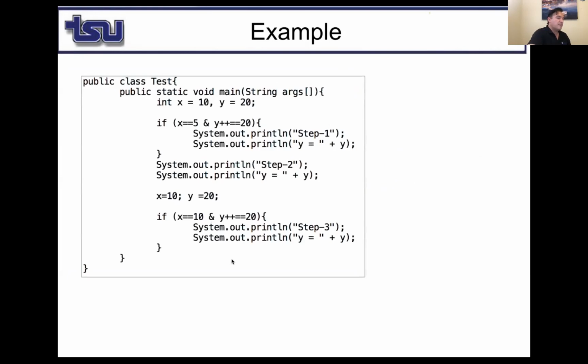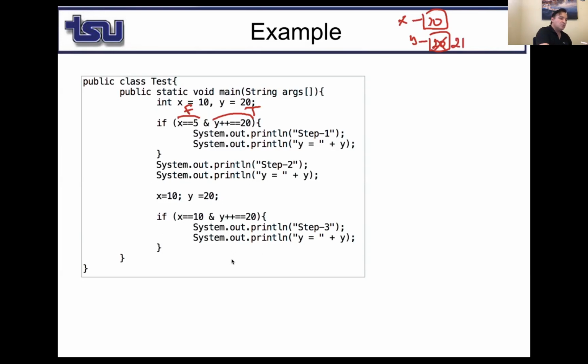How about this one? Now, the difference is that I have single ampersand. That means whether the first one is true or false, I will always execute the second one, right? So I'm going to go here. This is false because 10 is not equal to 5. But since this is single, I will still go and execute the second one. Executing the second one means first compare y to 20, which is true, and then increase y by 1. So x was 10, y was 20. Now I will increase y by 1 and y becomes 21.